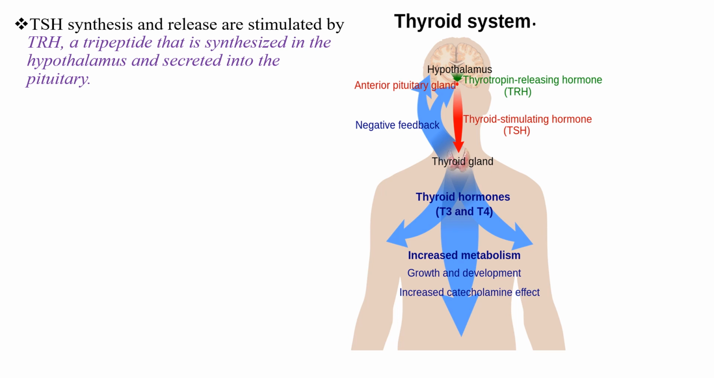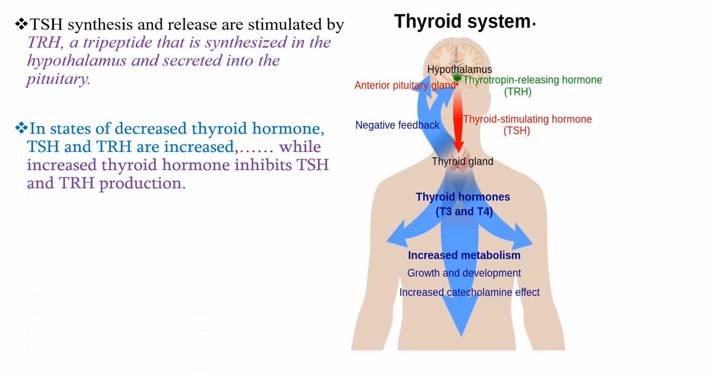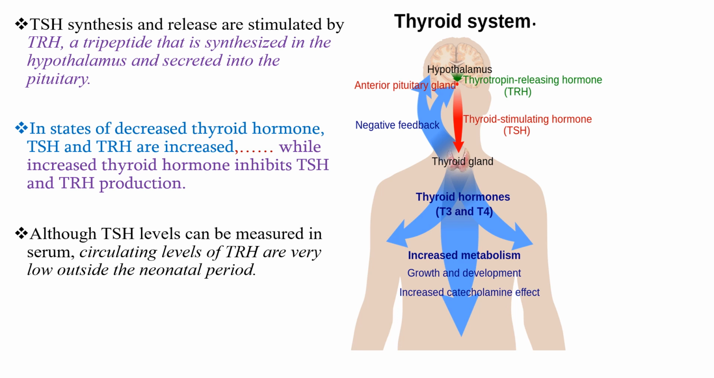Thyroid stimulating hormone synthesis and release are stimulated by thyrotropin releasing hormone, a tripeptide that is synthesized in the hypothalamus and secreted into the pituitary. In states of decreased thyroid hormone, thyroid stimulating hormone and thyrotropin releasing hormone are increased, while increased thyroid hormone inhibits thyroid stimulating hormone and thyrotropin releasing hormone production. Also, TSH levels can be measured in serum. Circulating levels of thyrotropin releasing hormone are very low outside the neonatal period.